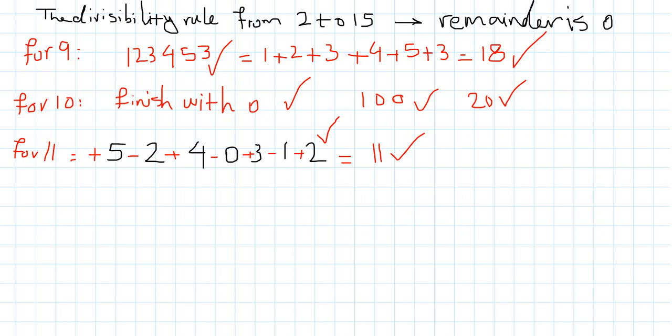Now I have another number. Suppose that my number is 7 5 4 2 6 7 2. I start between them positive negative, positive negative, positive negative, positive.